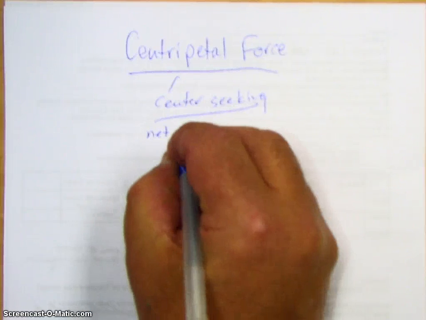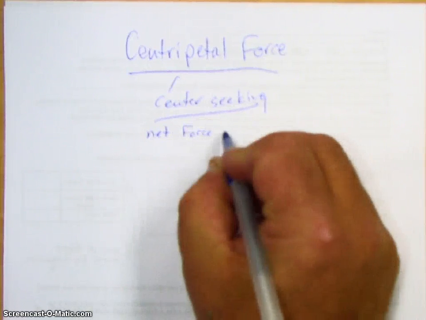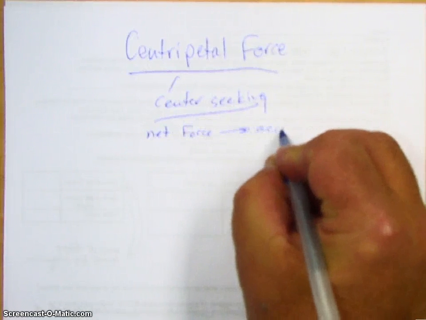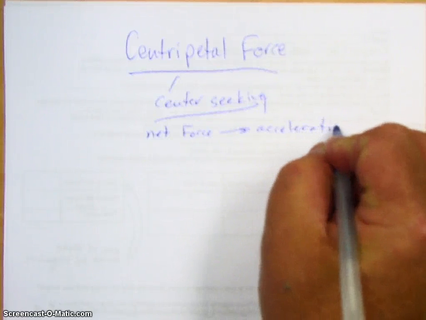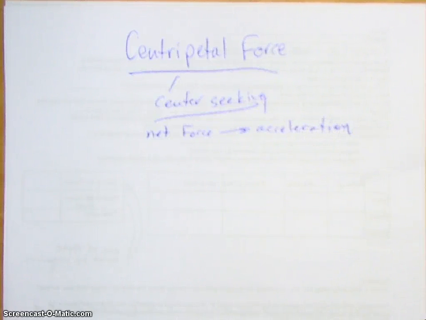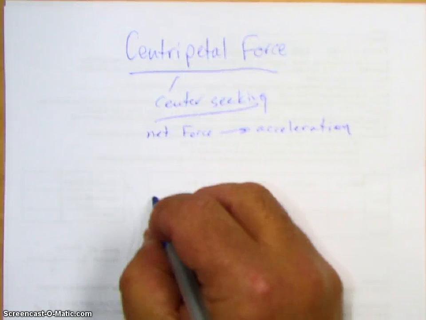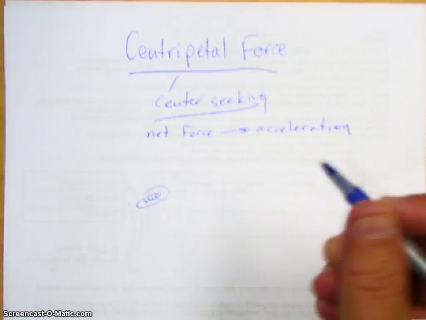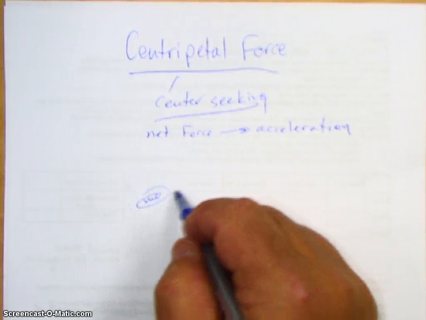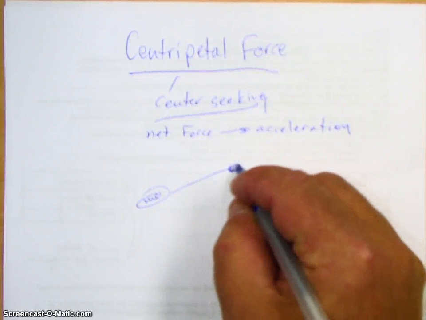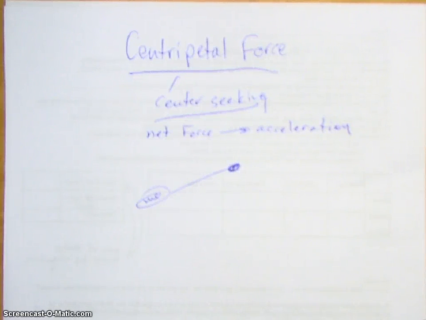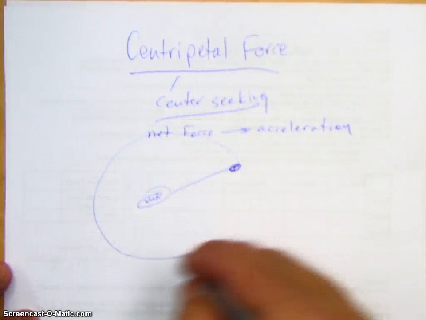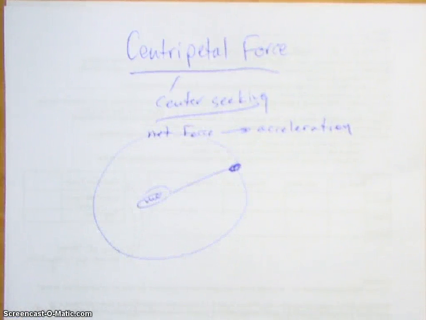And remember, if you have a net force, you're going to have an acceleration. And when something's moving in a circle, it is accelerating even if the speed is constant. So if I'm moving around in a circle at a constant speed, I'm still accelerating. So let's say, for example, that's me. This is an overhead view, and I'm whirling some type of ball on a string around in a circle like this. Which way is the centripetal force directed?